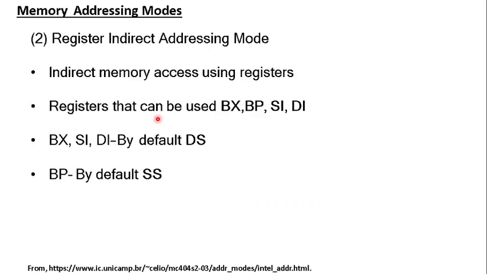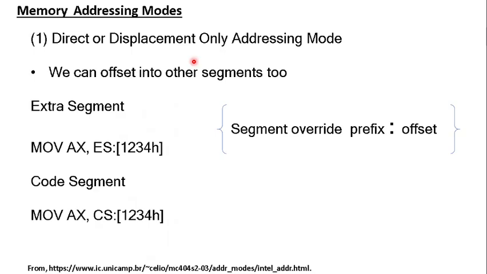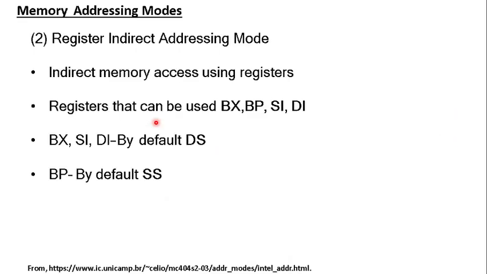Okay, so next we will see register indirect addressing. If you see the displacement only addressing, the target displacement is specified as a number as part of the instruction, put within the square brackets. So can we avoid that? Can we place that number within a particular register? That is what is dealt with in register indirect addressing mode.